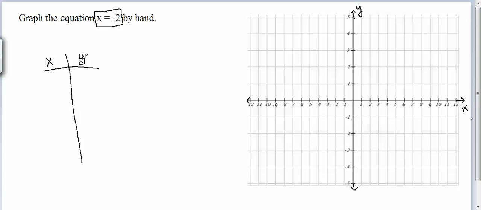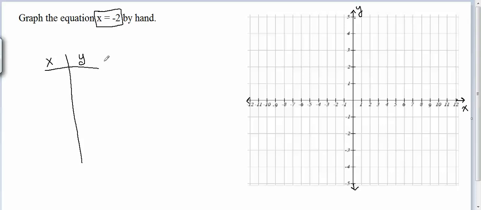Normally, when we set up our t-table, we choose 3 values to plug in for x, and then we see what the equation tells us y should be if we plugged in those values for x. In this case, though, our equation has been very specific. When it says x equals negative 2, it's telling us x has to be negative 2. X can't be anything else.